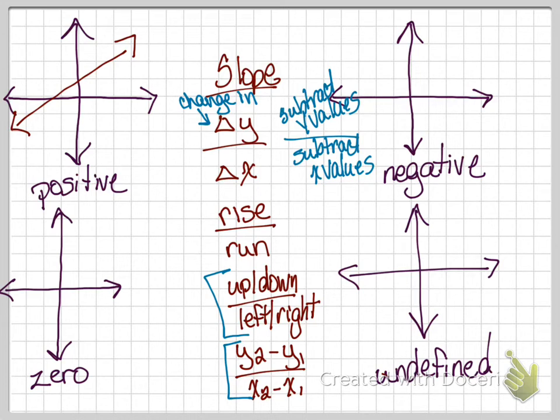Now, my negative slope is the opposite of that. I am losing weight, or I am losing money in the stock market. It moves from the top left to the bottom right. That's what a negative slope looks like.